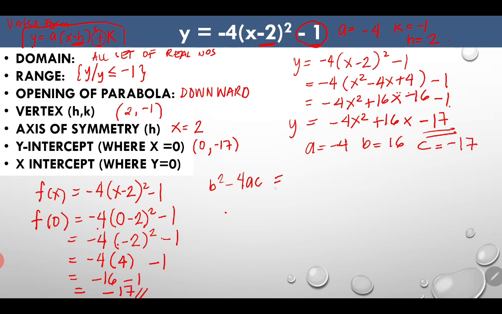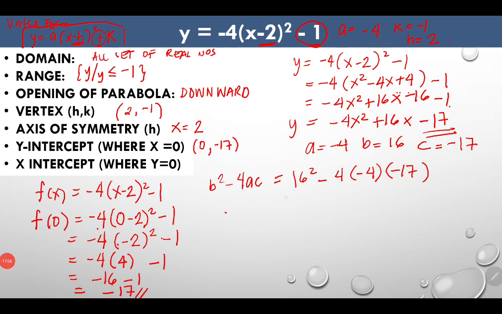So, b squared minus 4ac, we just square our b, 16 squared minus 4 times a, which is negative 4. And then, our c, which is negative 17.